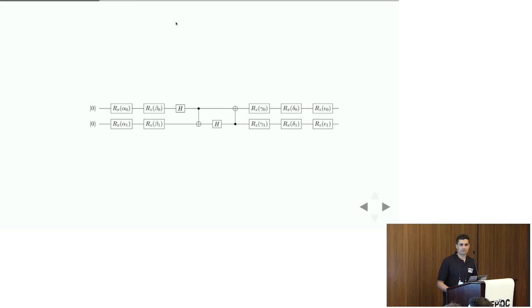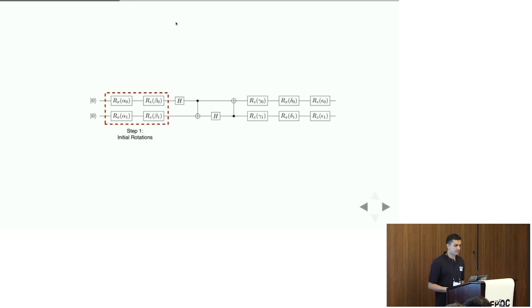So this is our circuit for the ansatz, and let's break it down into three parts. The first part does initial rotations. Each qubit gets an X rotation by an angle, alpha zero on top, alpha one on bottom. Then there's a Z rotation of beta zero on top, beta one on bottom.